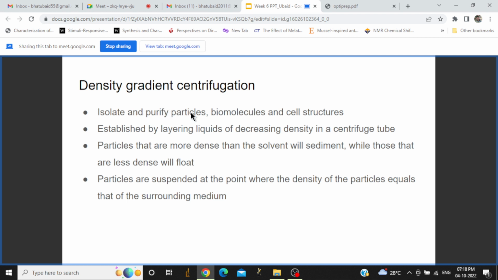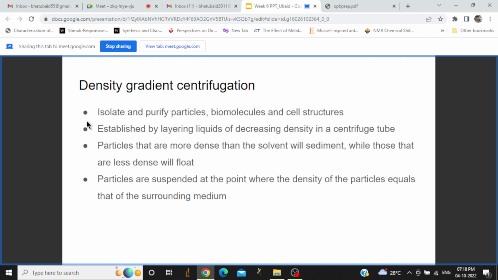This density gradient centrifugation is done to isolate or purify particles, biomolecules, or cell structures. The name density gradient is used because in this centrifugation, a density gradient liquid is used to centrifuge the different particles and biomolecules according to their densities or according to their sedimentation rate.